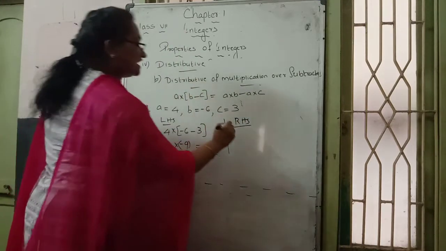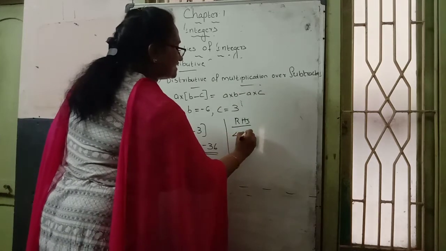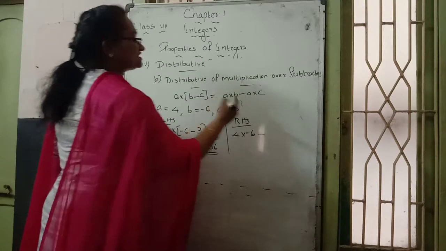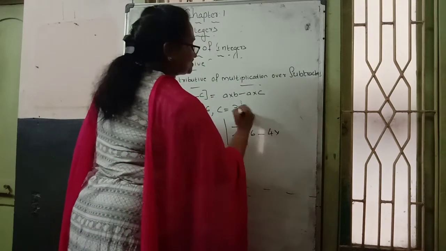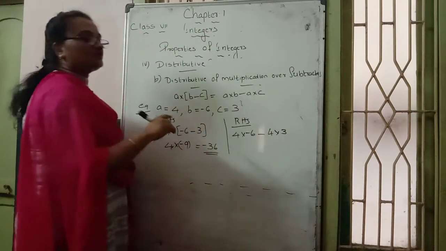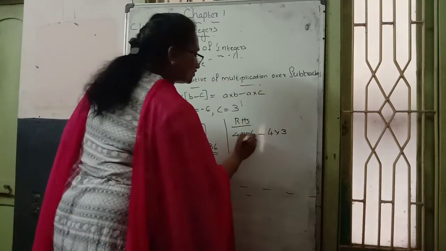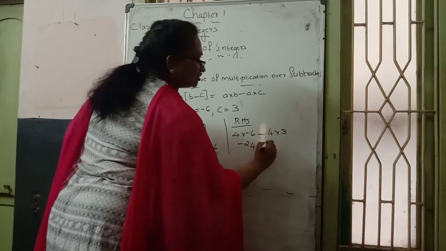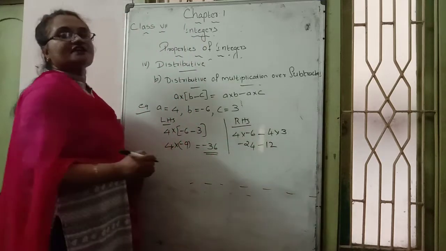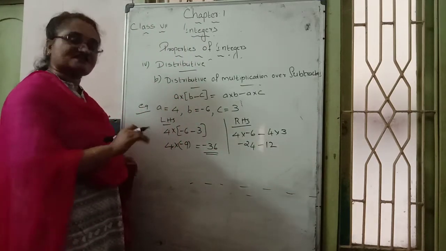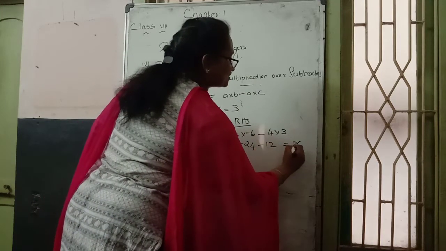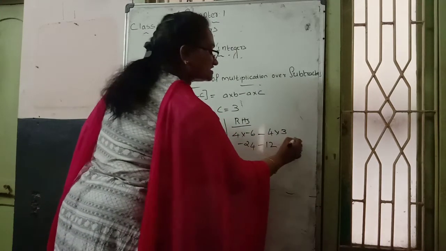a into b, a value is how much? 4. b value is how much? Minus 6. Minus a into c, a value is how much? 4. c value is how much? 3. Calculation: 6 4s are how much? 24. Here minus 24, minus 4 3s are how much? 12. Here both are negative. Same sign means we add. So how much will come? 36. Which 36 are mine.